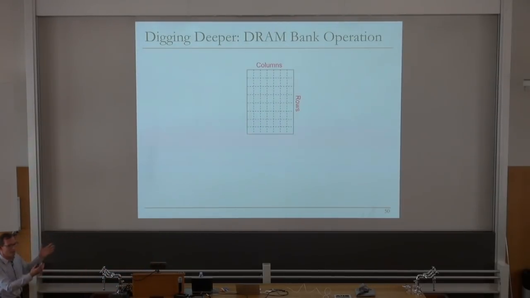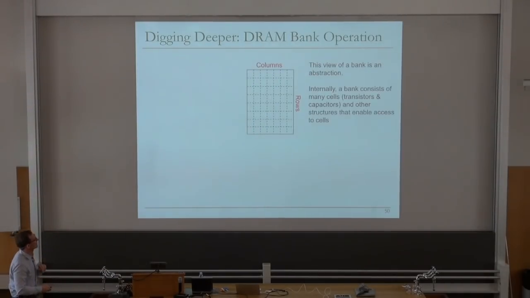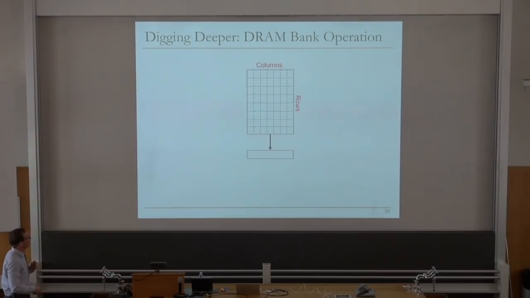And fundamentally, all memory looks the same, actually. Internally, you have columns and rows, two-dimensional arrays. And if you look inside, it's actually a combination of smaller two-dimensional arrays. It's like snowflakes. When you look inside, you'll see another snowflake, and you keep doing that. But let's use this abstraction of columns and rows. Internally, a bank consists of many cells and other structures that enable access to the cells in a hierarchical manner.